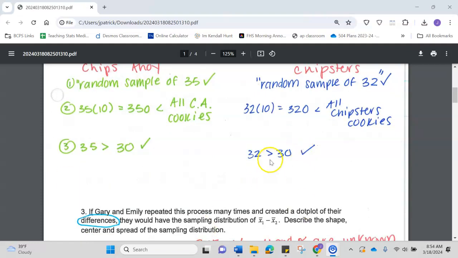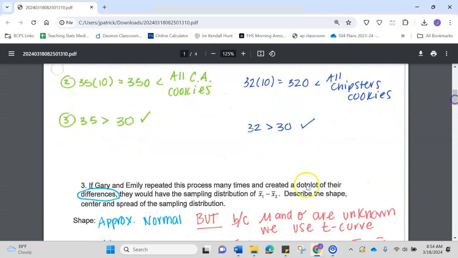It says if Gary and Emily repeated this process many times and created a dot plot. So we're trying to look at the sampling distribution we just talked about. So this dot plot is a simulated sampling distribution. Describe the shape. Okay, we just talked about it being a t-curve. So you could draw an arrow from those notes to here, or reemphasize this again for yourself if you're someone that likes to see it written a couple times.